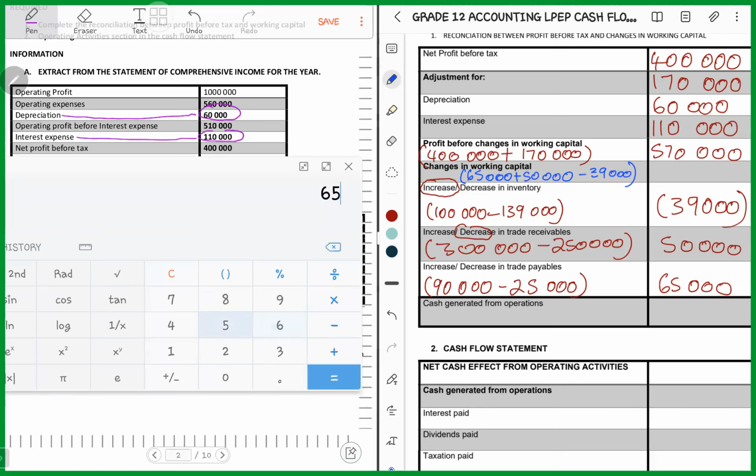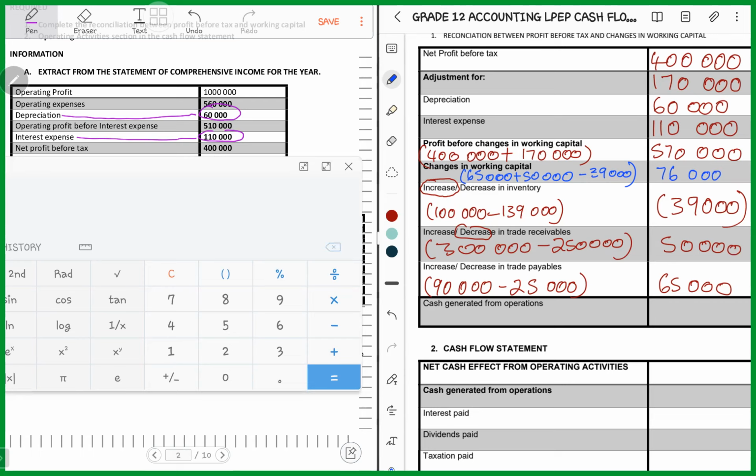So we're going to say 65,000, add the 50,000, then subtract 39,000. That gives us changes in working capital of 76,000. This is an inflow. So now we have to calculate the cash generated from operations. It means that we're going to add the profit before changes in working capital of 570,000 with the total changes in working capital of 76,000.